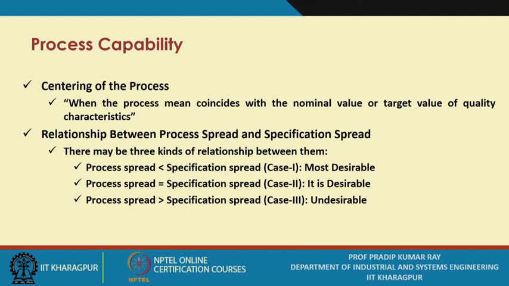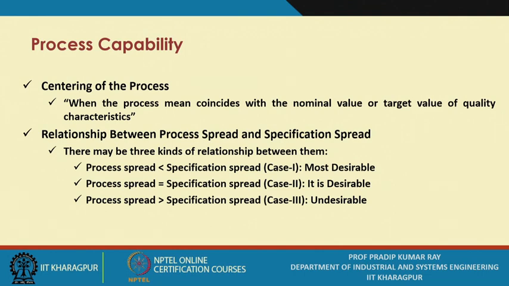That means most desirable. Why am I saying it is most desirable? Because if you achieve this condition, the proportion non-conforming from the process will be negligible. It will be very, very less. Now always we say that there could be drifting in the process. If you are unable to control the value of sigma, the process spread may increase.